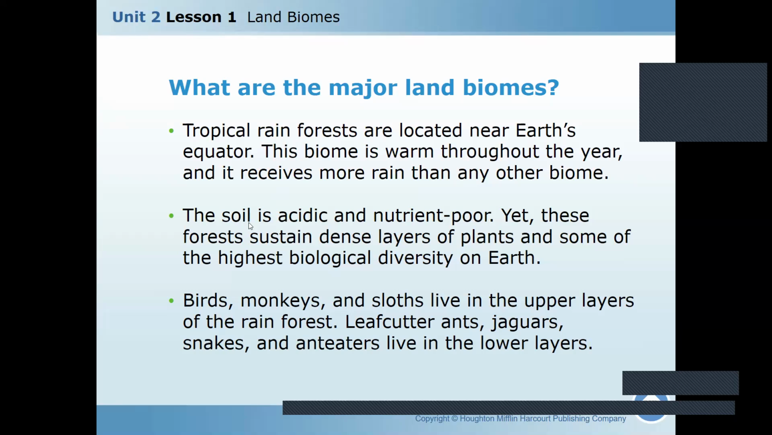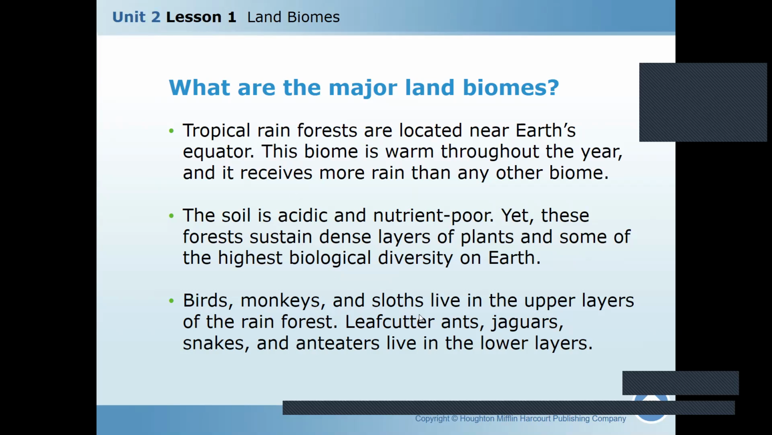The soil is acidic and nutrient poor because when they receive a lot of rain, the soil gets very watery, and more of the nutrients flow away. So they are acidic and nutrient poor. Yet these forests have a dense layer of plants. They have a lot of plants and some of the highest biological diversity.